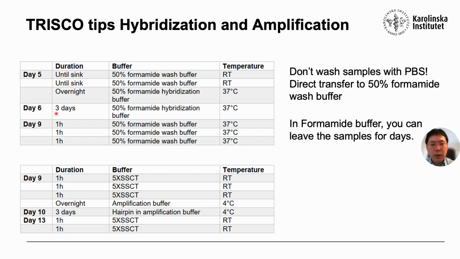Day 6, we begin hybridization. It's for 3 days. Day 9, we perform washes with 50% formamide wash buffer 3 times and 5x SSCT 3 times. Then we incubate the sample in amplification buffer overnight at 4 degrees. Day 10, we start amplification. It's for 3 days at 4 degrees.